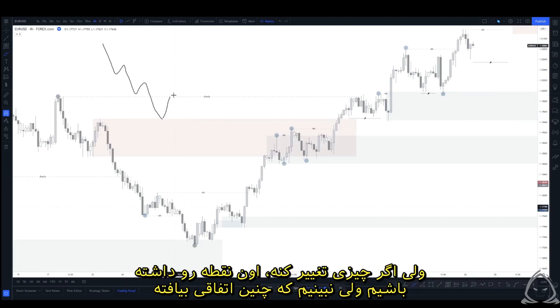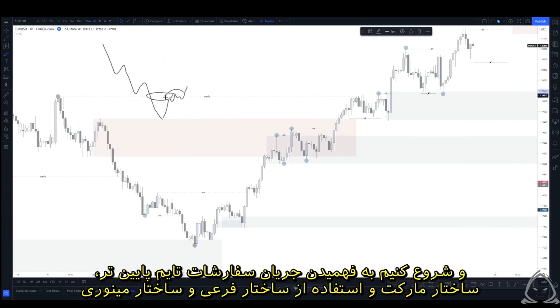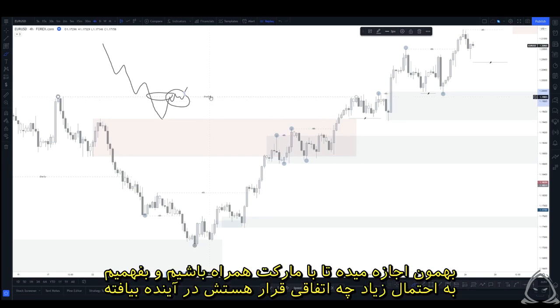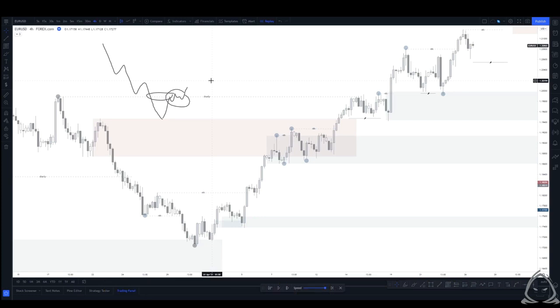But if something changes and we don't see that happening, and we're starting to understand the lower time frame order flow, the lower time frame market structure, using substructure and minor structure in conjunction with the multi-time frame picture, it allows us to be in line with the market and understand what is more than likely going to happen for future market structure. It's such a powerful concept.